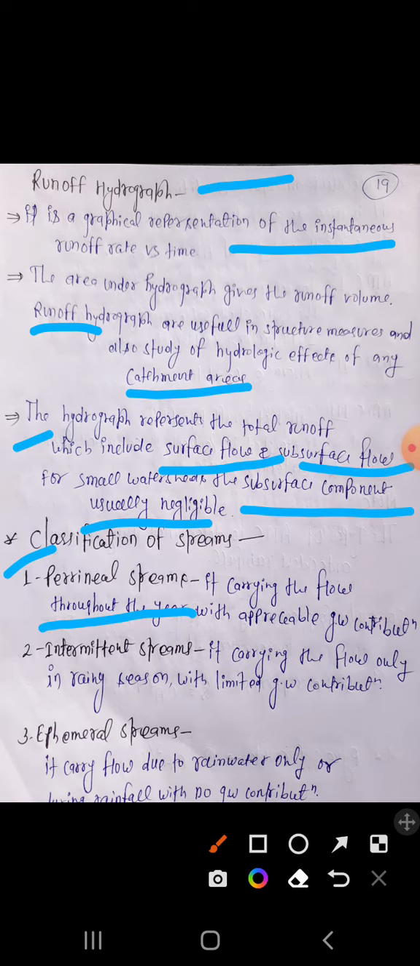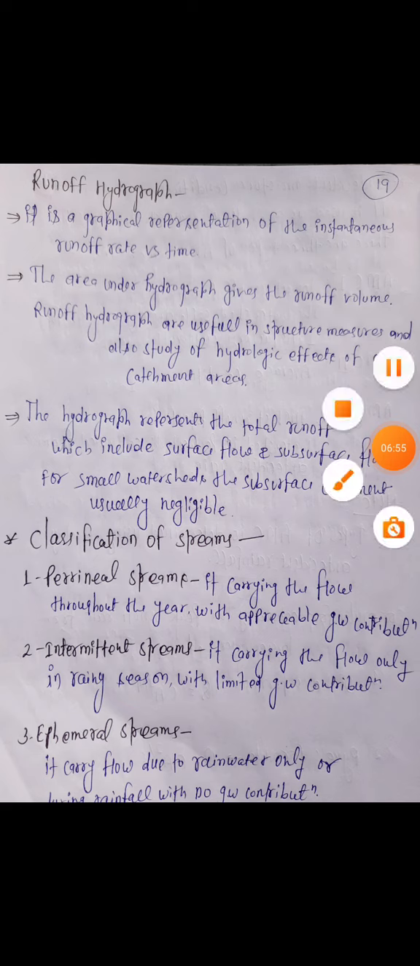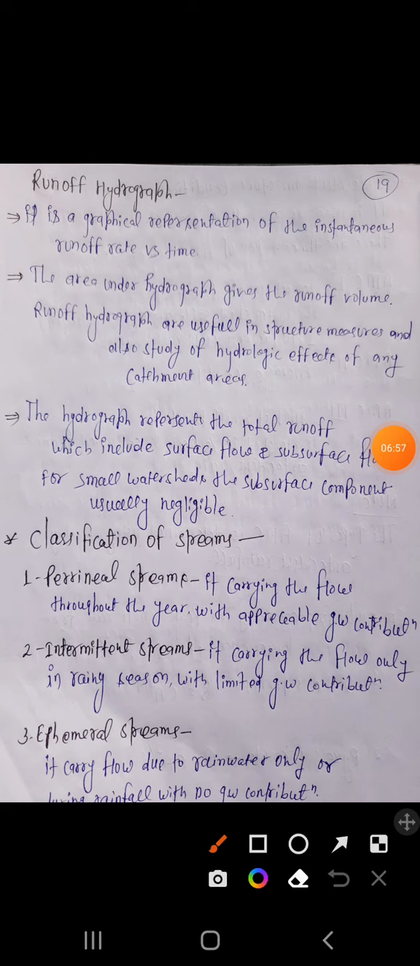Now come to the second, the intermittent stream. It carries flow only in the rainy season, with limited groundwater contribution, because it comes in the rainy season only. And third is the ephemeral stream. It carries flow due to rainwater only, or during rainfall, with no groundwater contribution. We can say, easily, that it cannot contribute to groundwater.